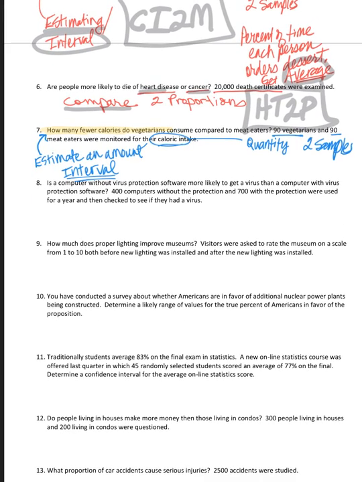All right, number 7, how many fewer calories do these do something? That's an estimate of an amount. So that's a confidence interval. And I have the 90 vegetarians and the 90 meat eaters, so I have two separate independent samples, and I'm taking their caloric intake. That's a number, so that's means. So it's a confidence interval for two means.